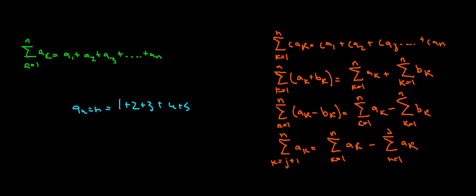This Greek letter sigma means add it all together. And it has two numbers. It has a top and a bottom number. The top number represents the stopping point. The bottom number represents the starting point. And whatever lies to the right of the summation notation is what is going to be added together.